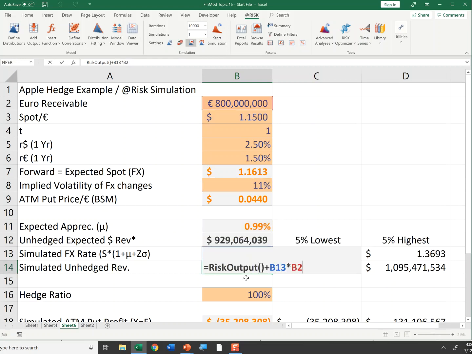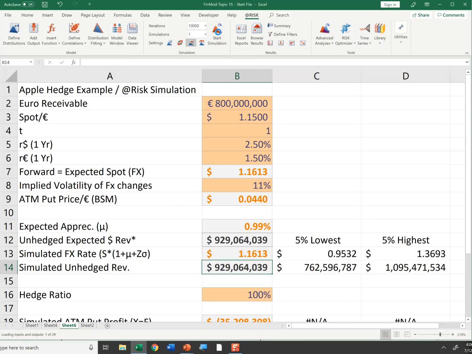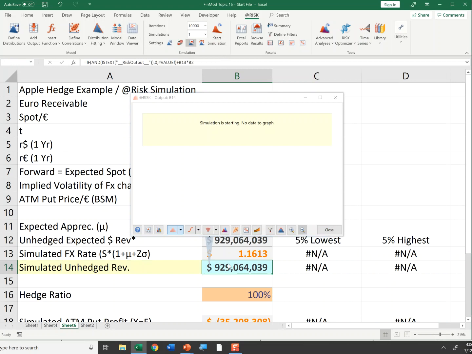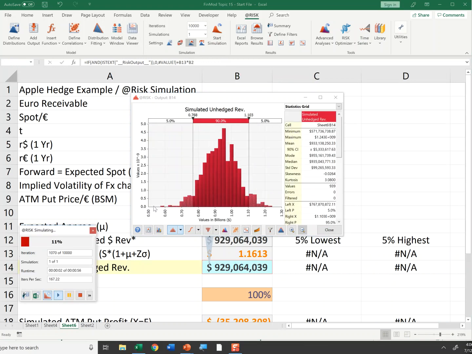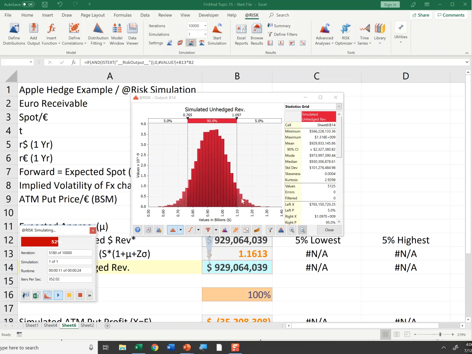If I take the random exchange rate in B13 times the 800 million euros, run that 10,000 times, I'm going to run a simulation now, the @RISK simulation. I made this a risk output. I'm going to run it 10,000 times, and this shows me the histogram, or the distribution of the 10,000 US dollar revenues from the 800 million euro receivable.